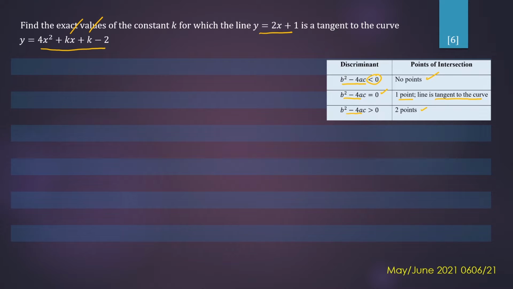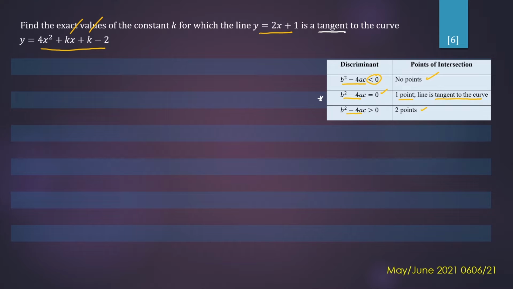So for our particular problem, we want to know what is k such that the line will be tangent to the curve. For our particular question, it mentions tangent, so we're interested in the second equation. The first step in solving these problems is to combine your equations.